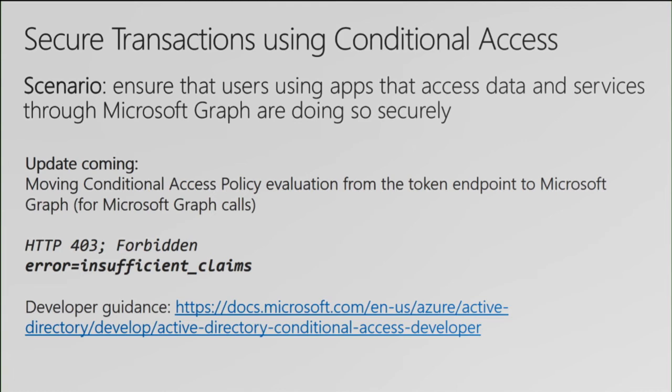What this means is developers will need to take an update to their apps, and the latest version of ADAL and MSAL will help with this. But what you need to know is there's going to be a new type of HTTP 403 Forbidden returned by the graph with an error code of insufficient claims. And you'll need to handle this in your apps and challenge accordingly depending on the scenario.